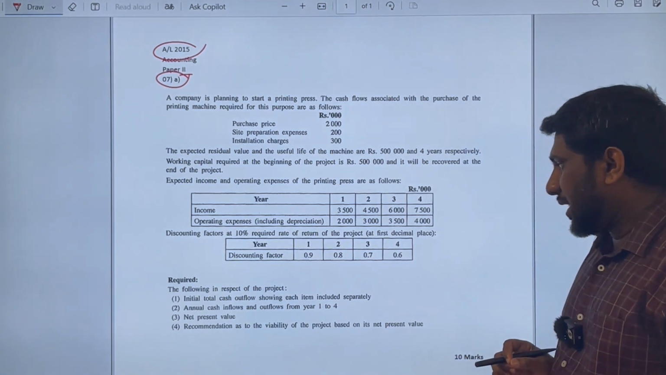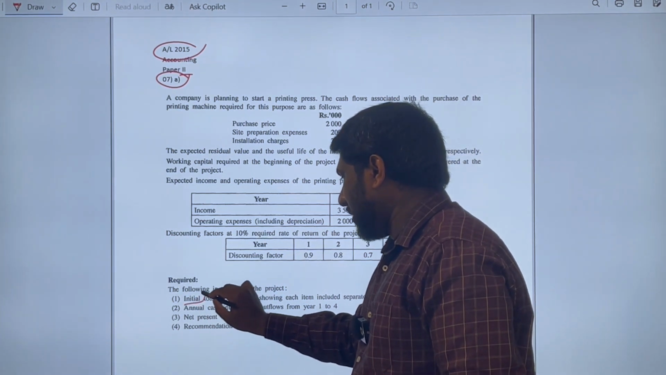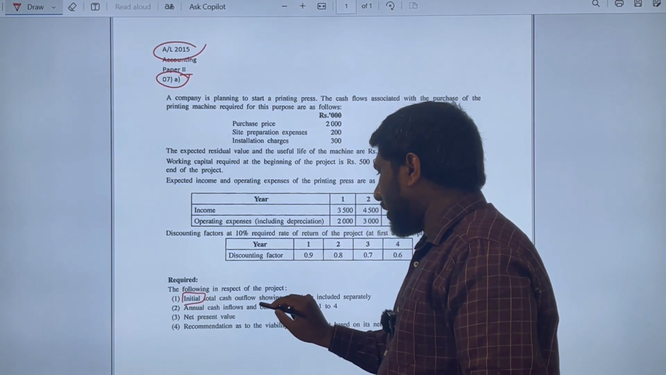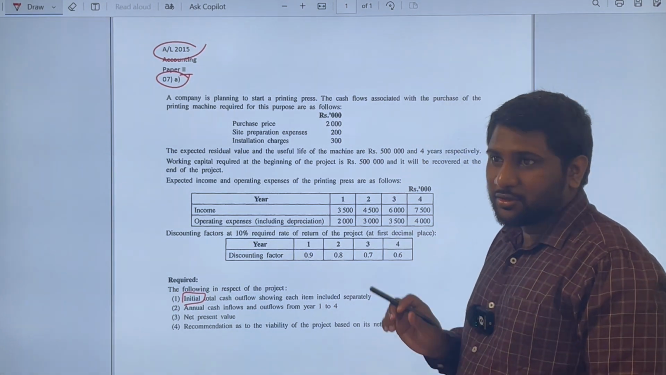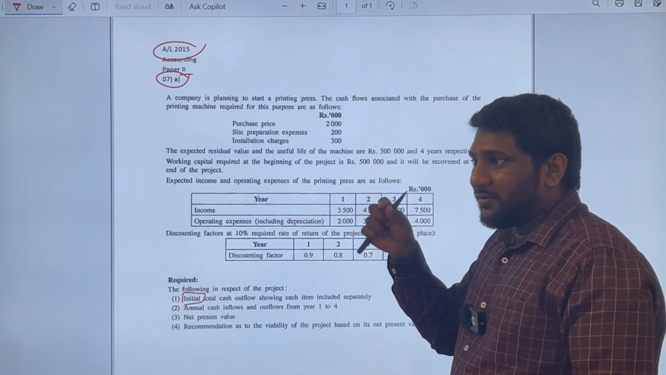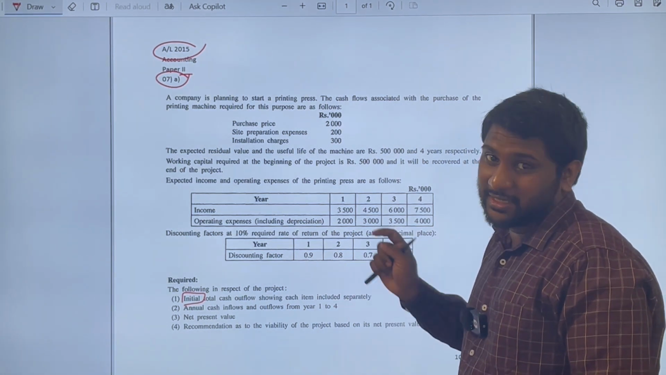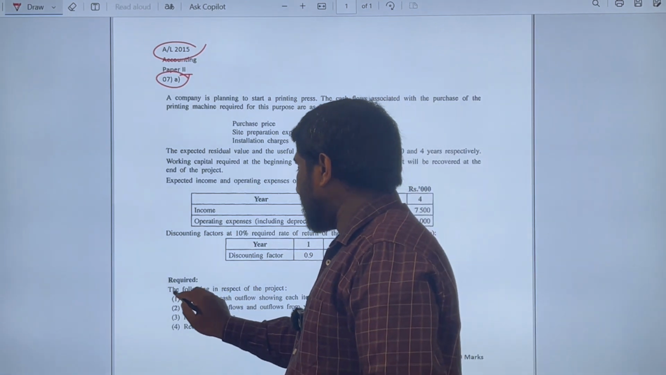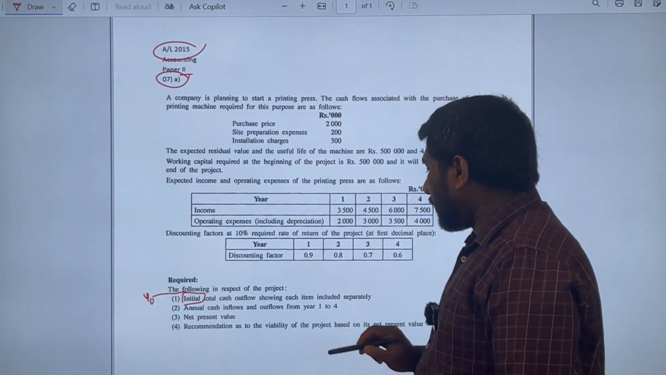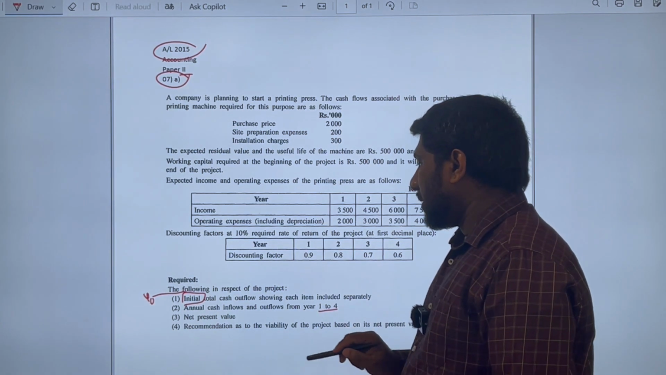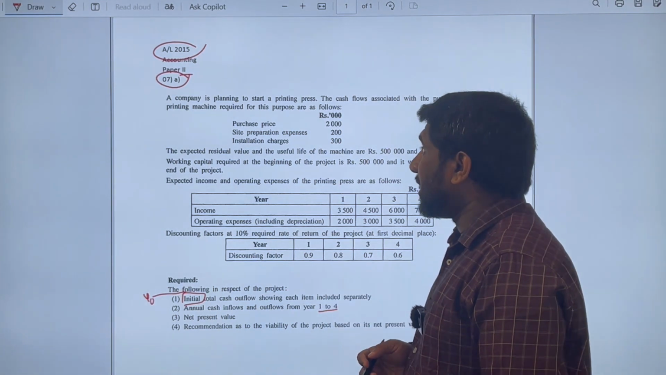Requirement number 1, what they are asking: initial total cash outflow. So that is very important. Initial total cash outflow showing each item included separately. So they are asking us to show each and every item separately, which will come to the year 0 initial. So this is year 0. Then annual cash inflows and outflows from year 1 to 4. And they're asking us to calculate the net present value and finally the recommendation.